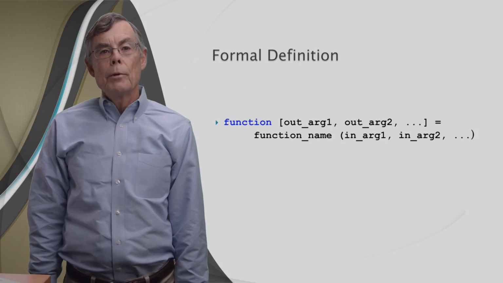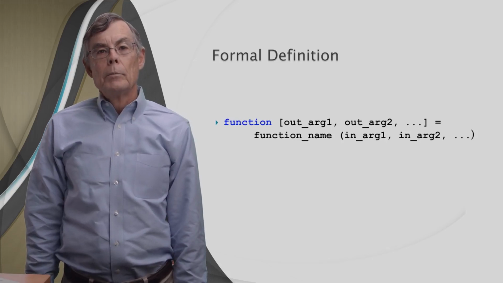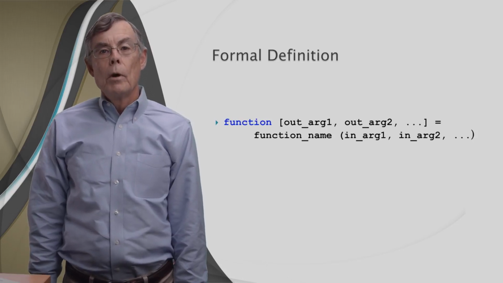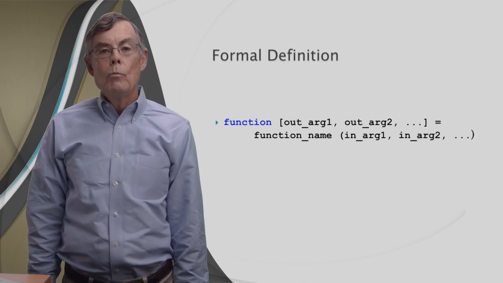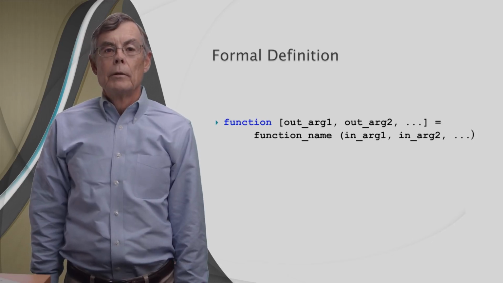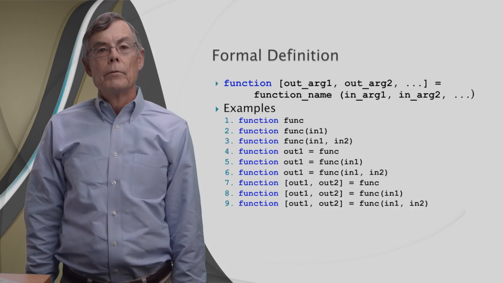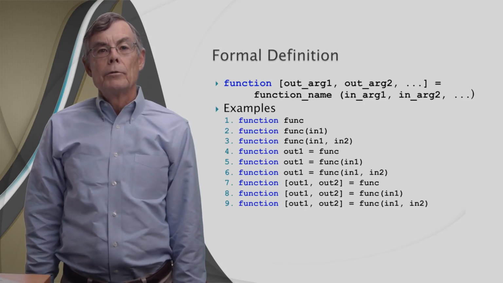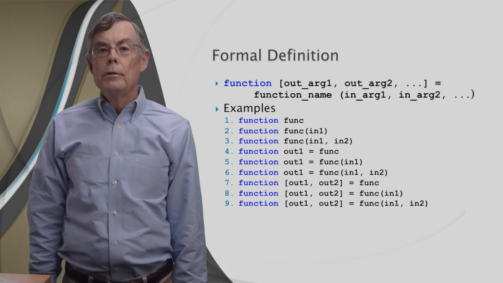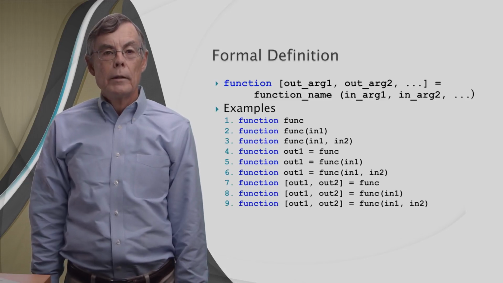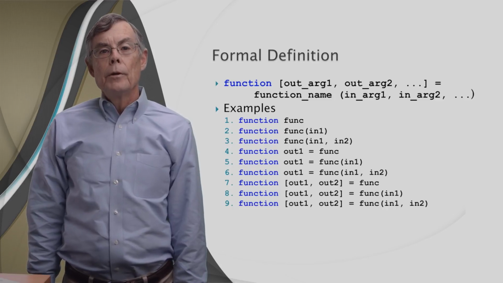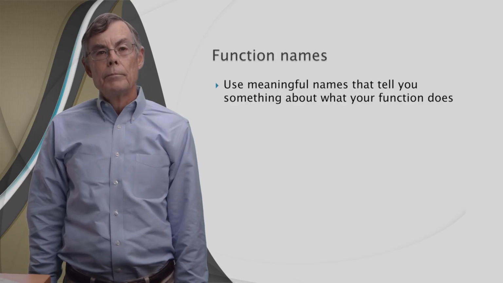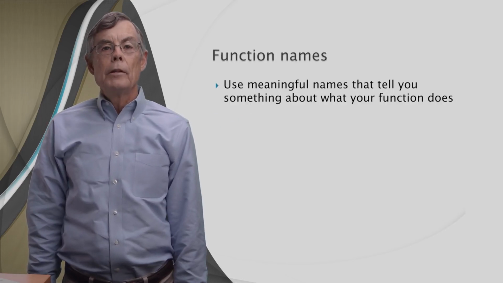Okay, that's the formal description of the function declaration. But let's see some examples. You can have 0, 1, or multiple output arguments, and 0, 1, or multiple input arguments. And you can have them in any combination. In fact, here are all 9 possibilities, starting with a case in which there are no output and no input arguments, in example 1, and ending with a case in which there are multiple output arguments and multiple input arguments, in example 9. And what about function names?